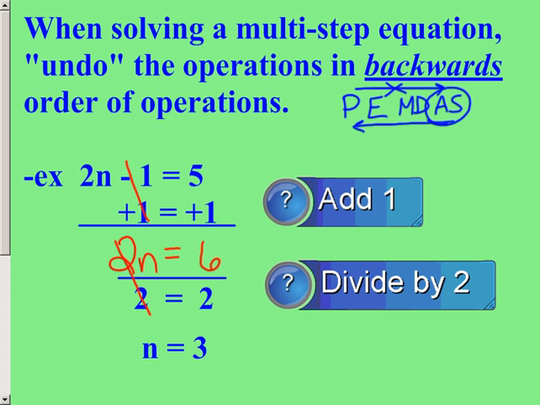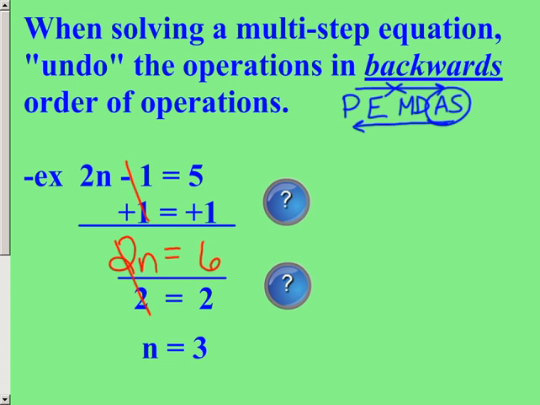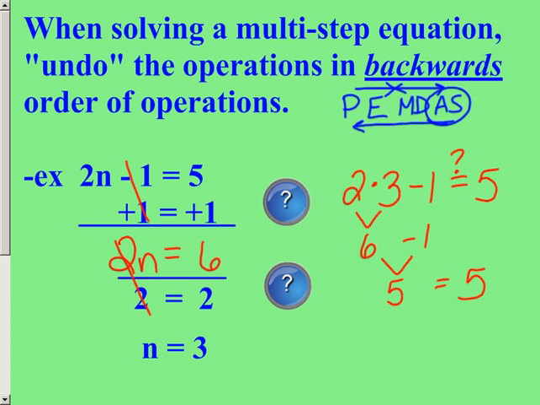If we were to go back and check that, we're absolutely correct. We want to know, does 2 times 3 minus 1 equal 5? Following order of operations the way we're used to this time, because we're not solving the equation, we're solving the problem: 2 times 3 is 6, minus 1. 6 minus 1 equals 5. So both sides of our equation do in fact equal 5, which means we are correct. n does in fact equal 3.